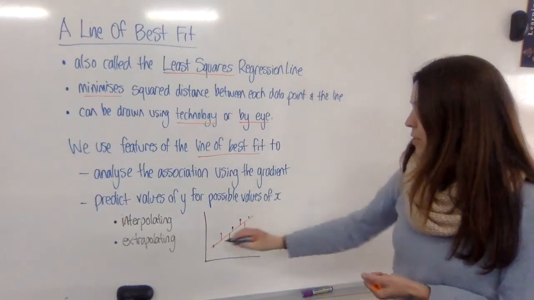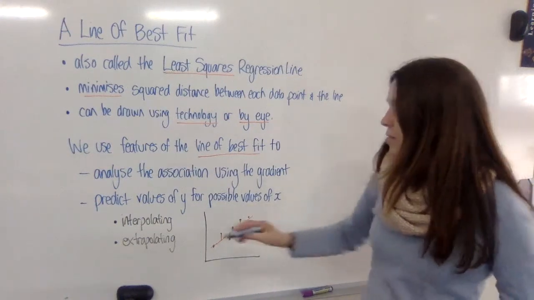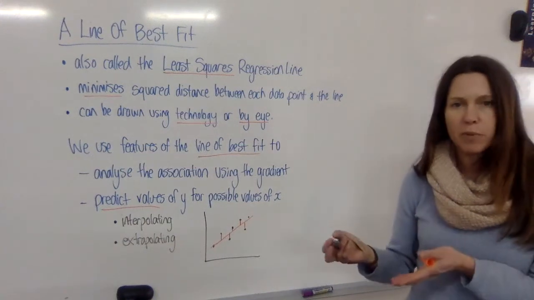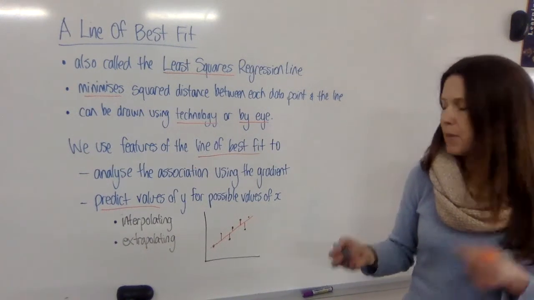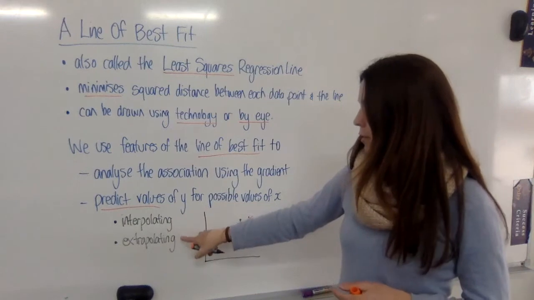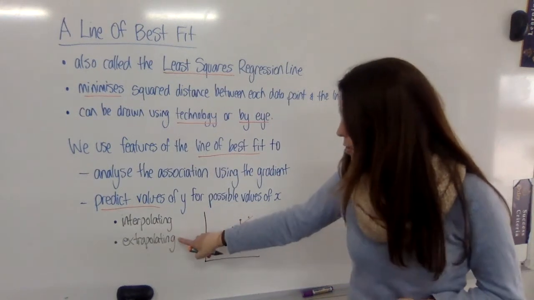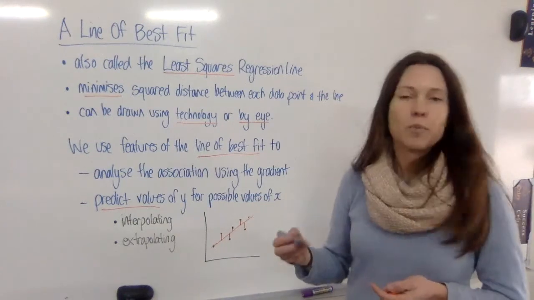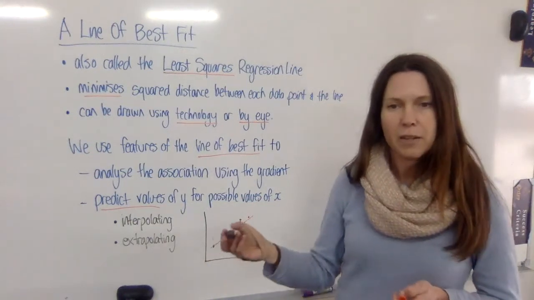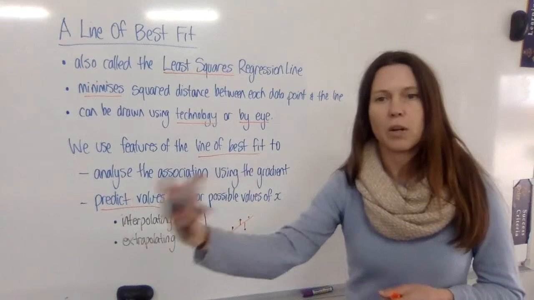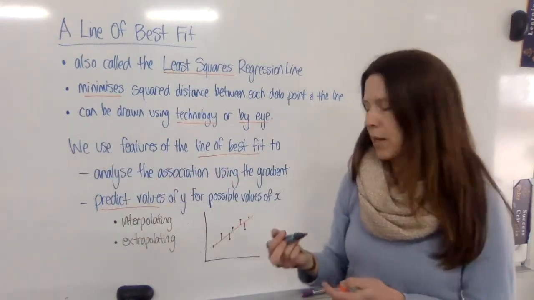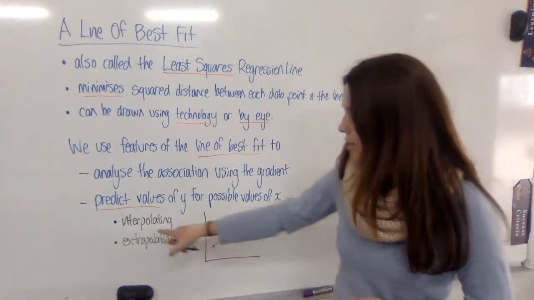But the other thing we really use the line of best fit for is so that we can predict values of y for possible values of x that we might be interested in. And there's two different ways we can do this. Now, you might know this word, but not this one. If I say, can you please extrapolate on that for me, I generally mean, can you go on a little bit more about it so that I can understand what happens next or what happens further to that.